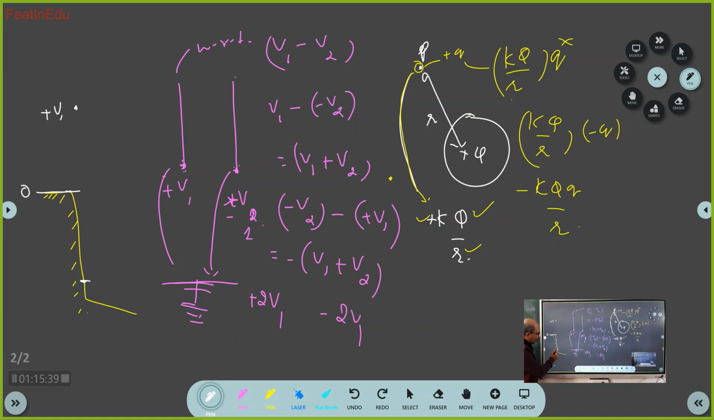And the potential at this point will be minus V2. Yes, sir. Got it? Then what is the potential of this with respect to this? V1 plus V2. Got it? The potential of this point with respect to this. Sanidhi, what is the potential of this point with respect to this? Minus of V1 plus V2. Got it now? Understood? Yes, sir. So this is negative potential, this is positive potential.